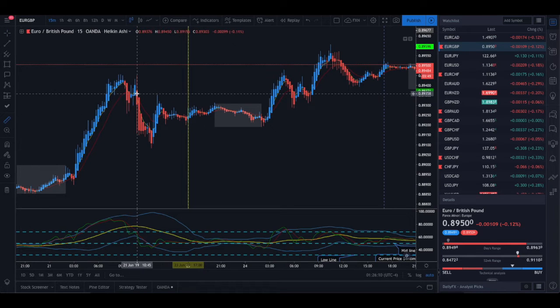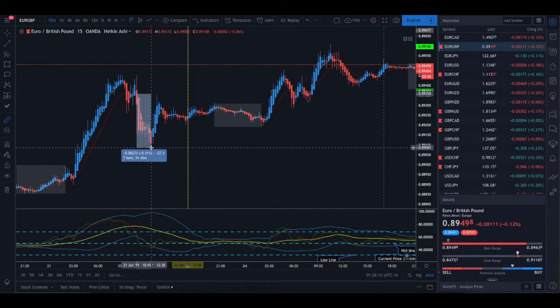Now this reversal essentially was about maybe 27-28 pips if you waited for, let's say, the second leg and the cross to happen, which is right here.